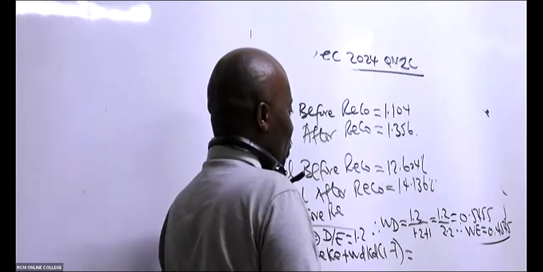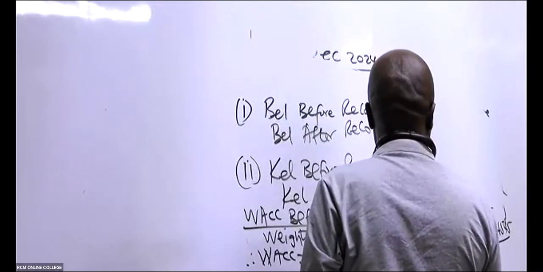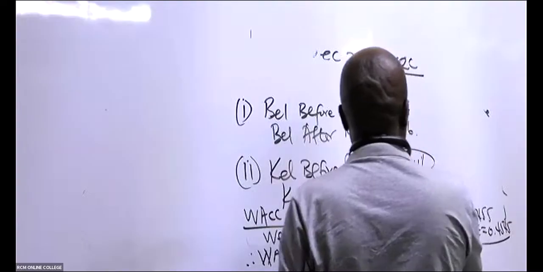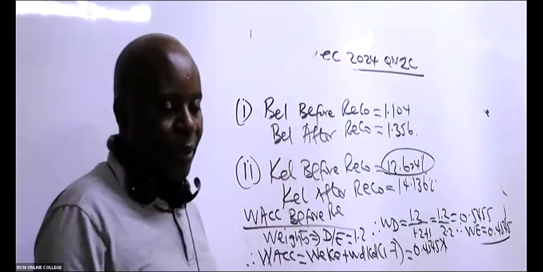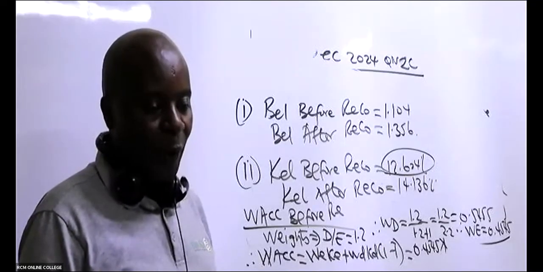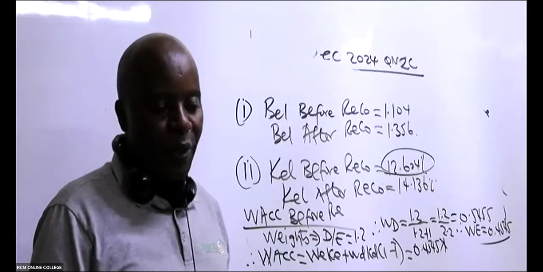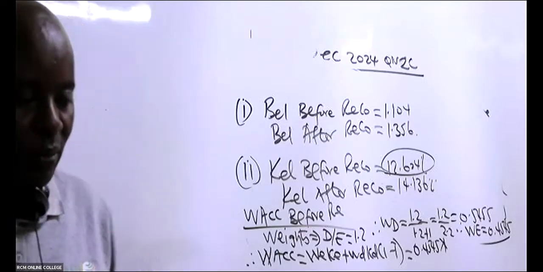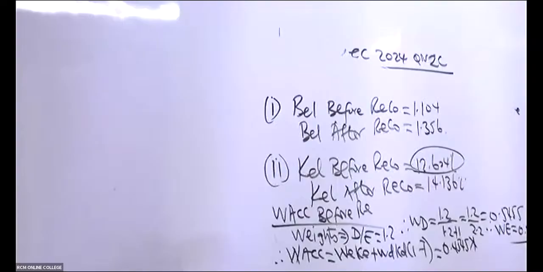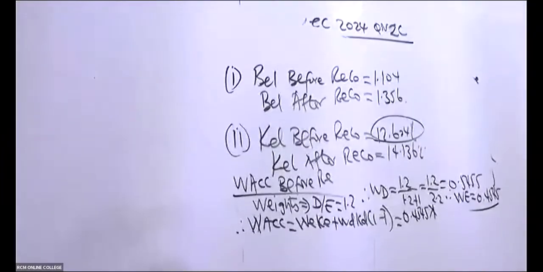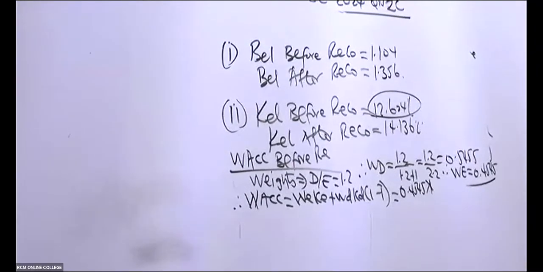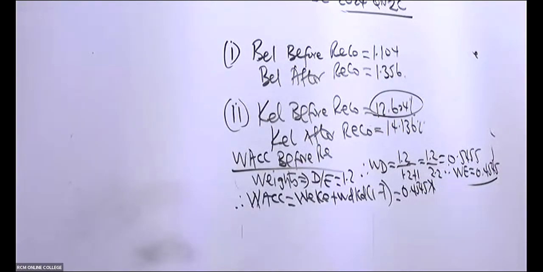So then give me the weight of equity, 0.4545, times cost of equity before. Cost of equity before, there are guys who are saying this is wrong. What is the correct one? Most of them are saying it is right. Most of them are saying, Mwalimu, that is right. This figure is right.